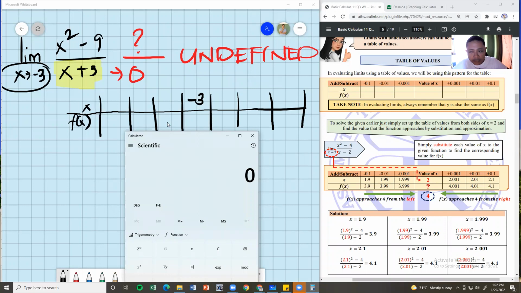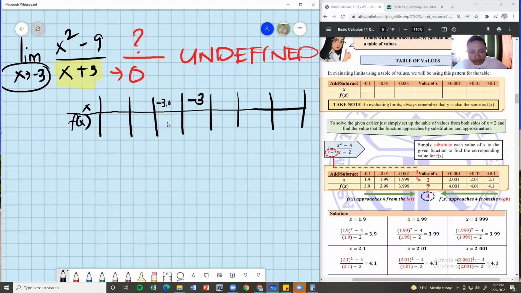So dito, kung mag-a-add ka ng mag-minus ka, that's negative 3.001. Dito is negative 3.01. And then negative 3.1. Can you follow? O dito naman, kasi negative yung value mo, mababawasan niya kasi mag-a-add ka. So this will become negative 2.999. Dito naman is negative 2.99. Dito is negative 2.9. Can you follow?